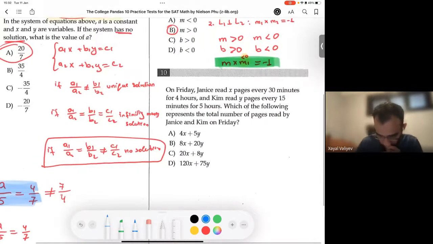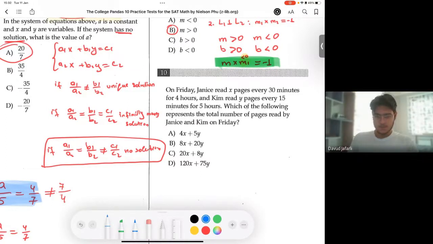Question 10. On Friday, Janice read X pages every 30 minutes for 4 hours, and Kim read Y pages every 15 minutes for 5 hours. Which of the following represents the total number of pages read by Janice and Kim on Friday? Janice read X pages every 30 minutes for 4 hours.